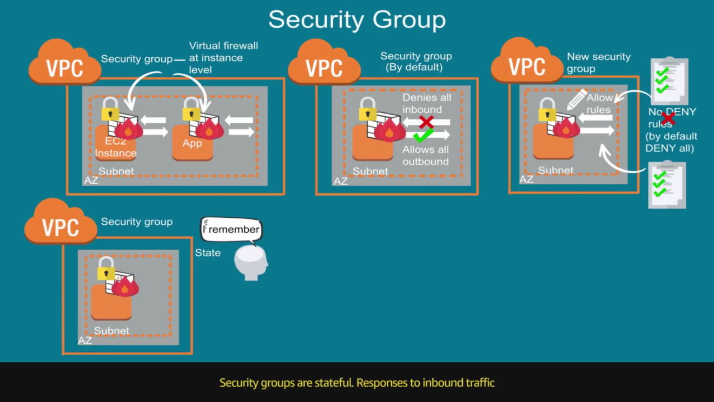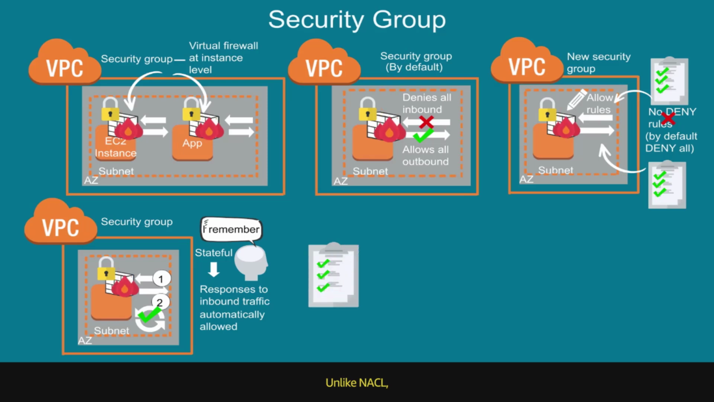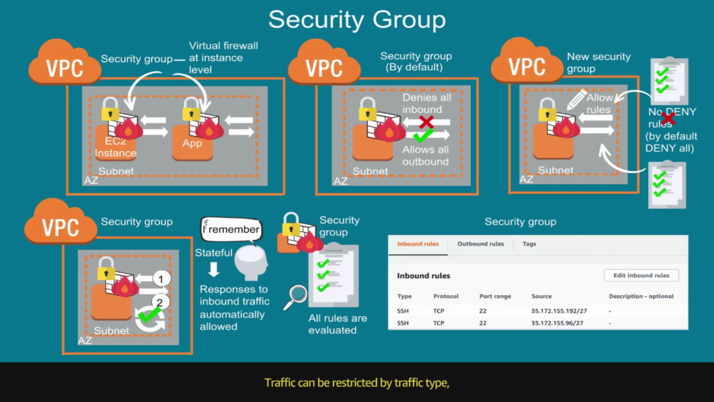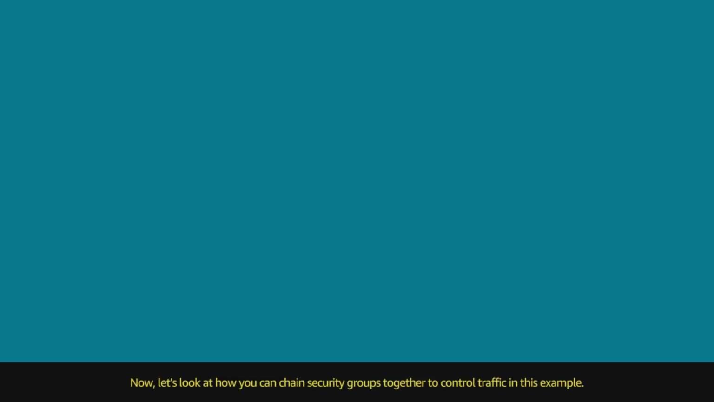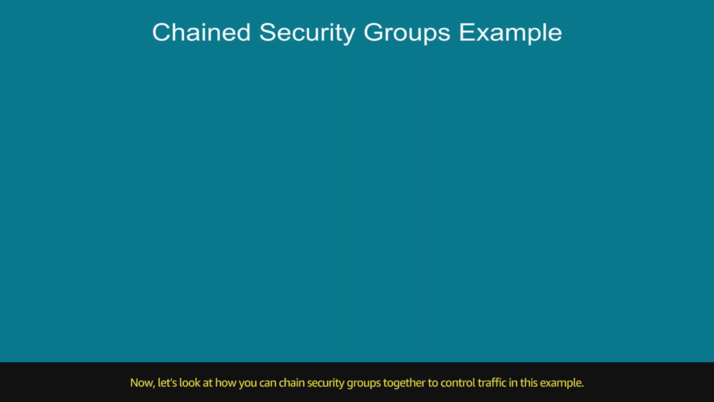Security groups are stateful. Responses to inbound traffic are automatically allowed to flow out of the instance. Unlike NACL, all rules of a security group are evaluated before deciding whether to allow traffic. Traffic can be restricted by traffic type, IP protocol, port range, and traffic source. Now, let's look at how you can chain security groups together to control traffic in this example.